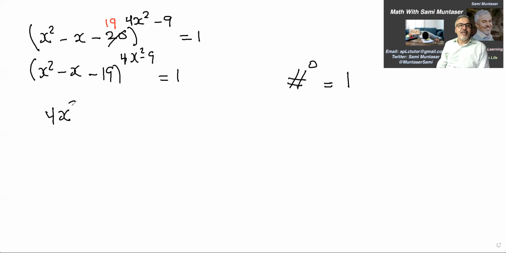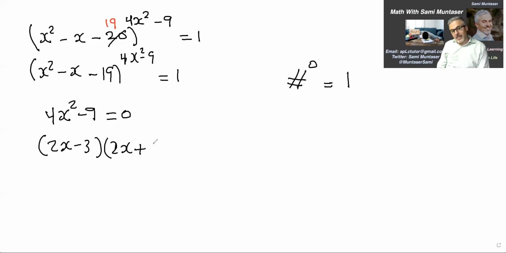4x squared minus 9 must equal 0, because if it's 0, then anything to the power of 0 would give me 1. And then you factor this into (2x minus 3)(2x plus 3) equals 0. And from here, you're going to get x is 3 over 2, and this is negative 3 over 2. So plus or minus 3 over 2, that's one of the solutions.